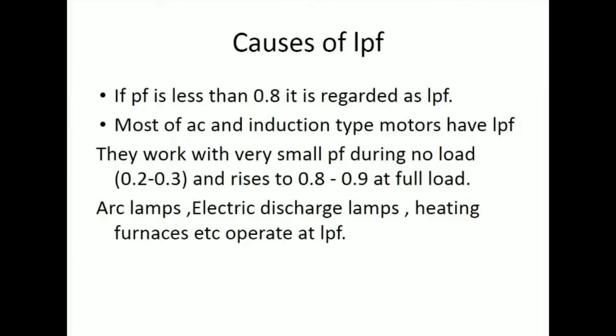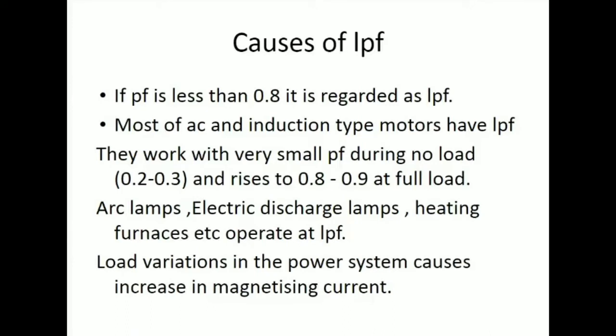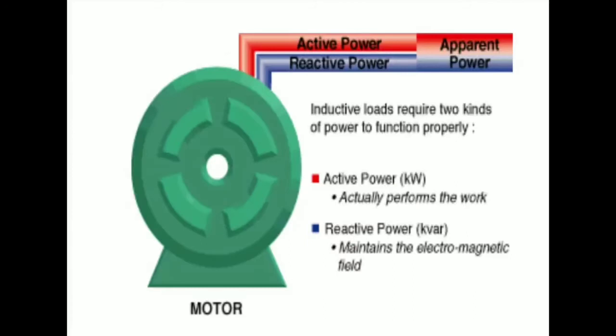Arc lamps, electric discharge lamps, heating furnaces, etc. operate at low power factor. Load variations in the power system also cause an increase in magnetizing current and hence cause low power factor. These are the general causes for low power factor in a power system.